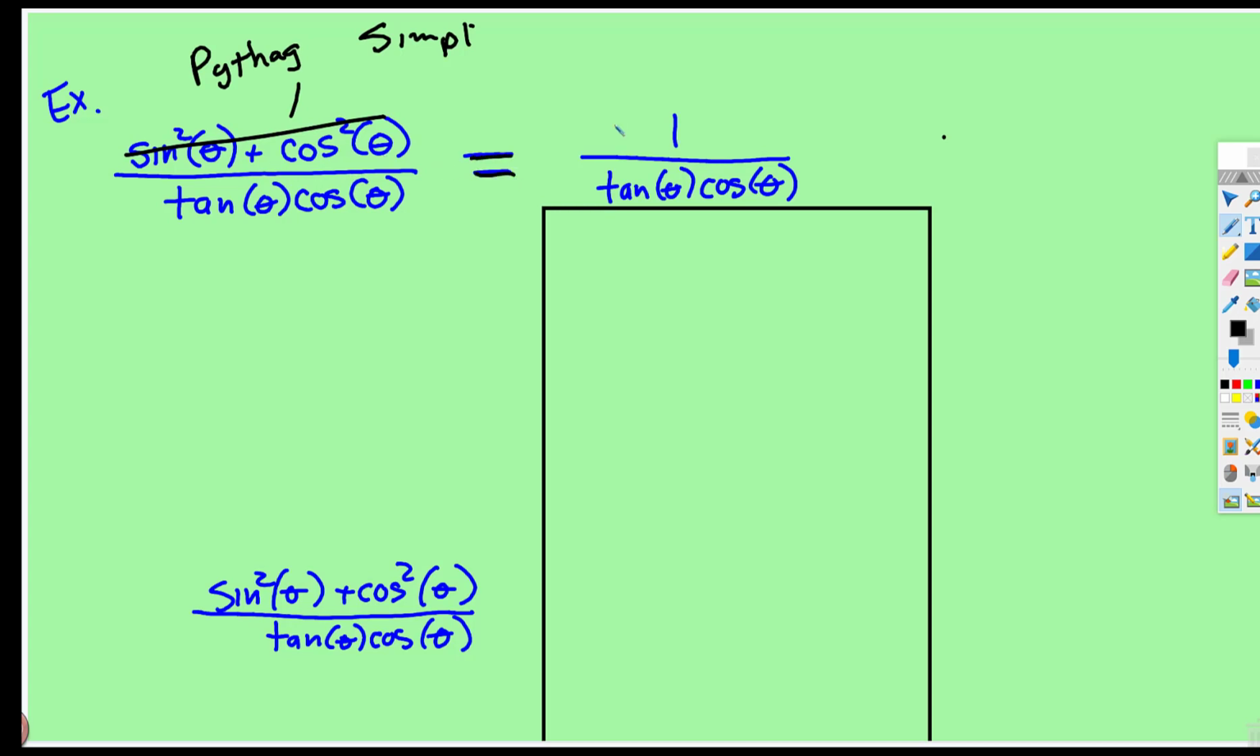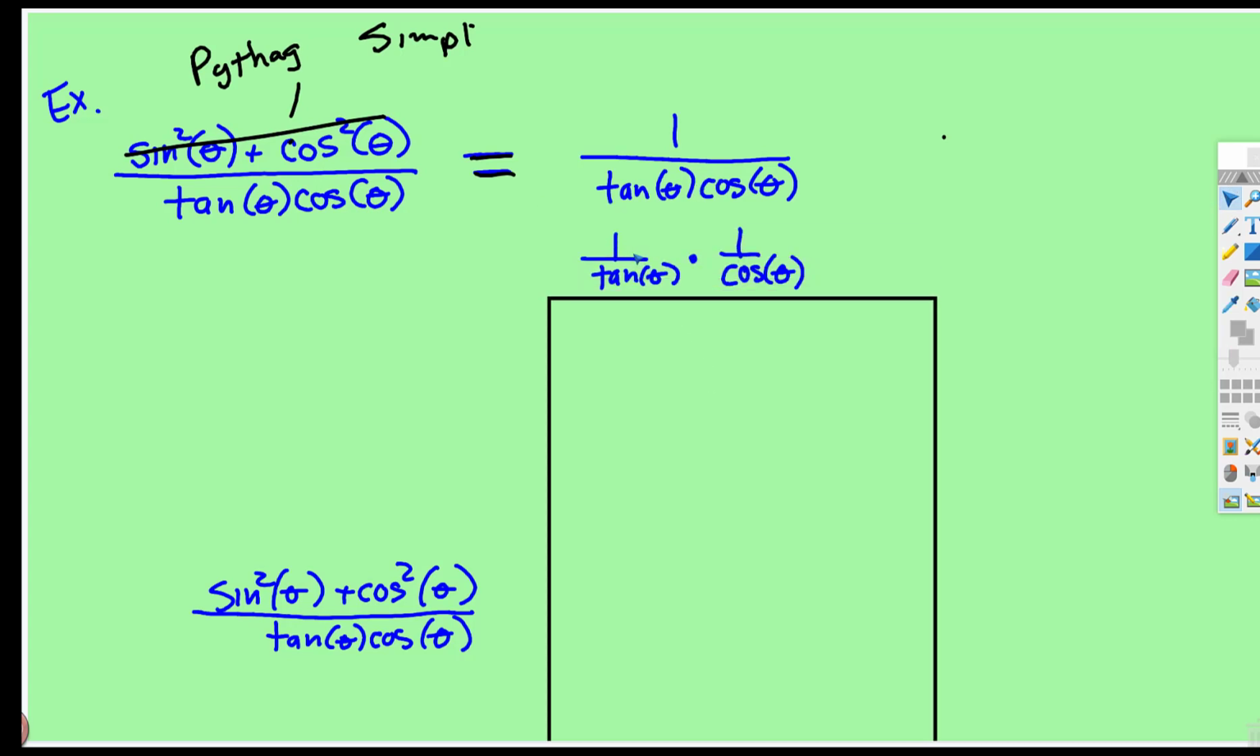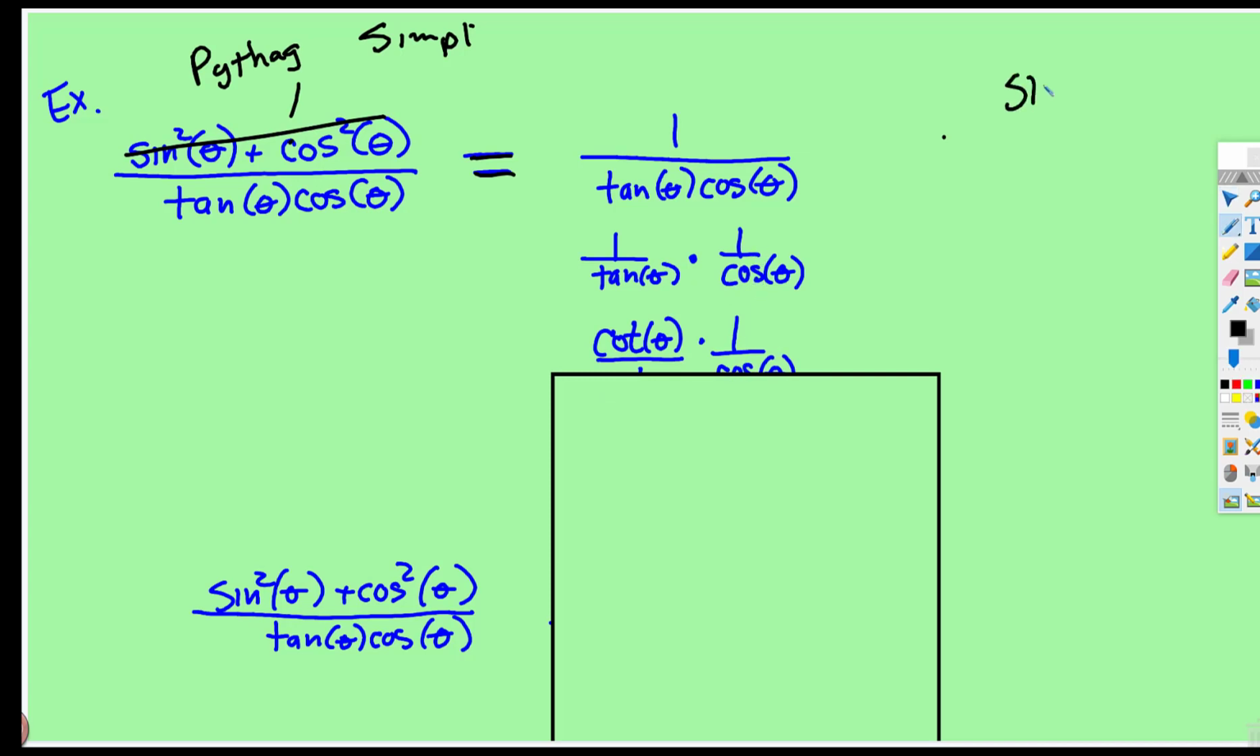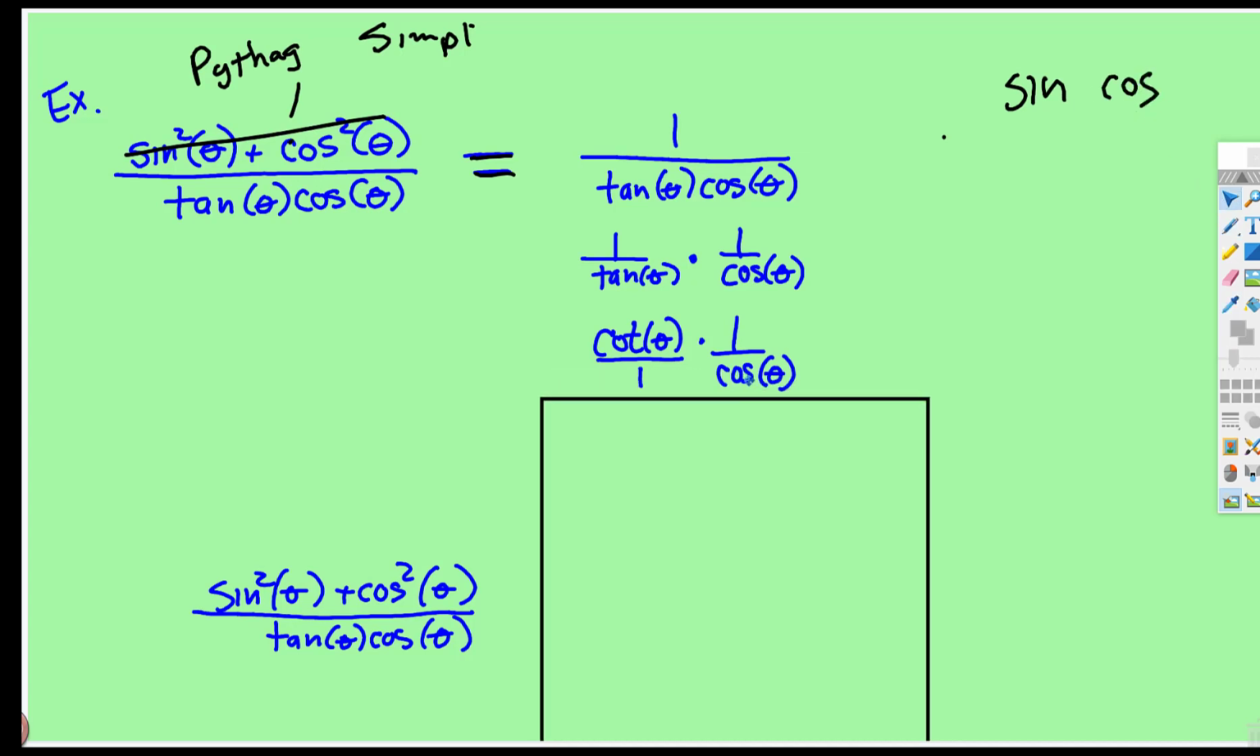And the first thing we're going to do is rewrite this as 1. And now I'm going to use the advice from verifying. I'm going to separate those into two fractions. All right. Well, 1 over tangent is the same as cotangent. And since this says 1 over cosine, and we like to leave things in terms of sine and cosine, I'm going to leave the 1 over cosine. Even though I know that's equal to secant, I'm going to leave the 1 over cosine for now.